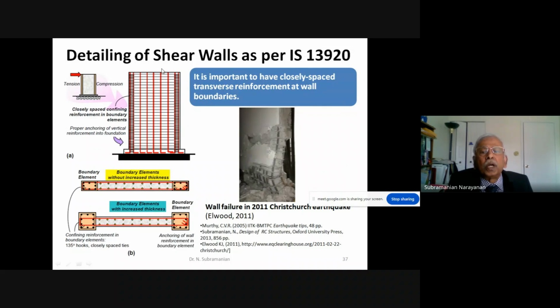The shear walls should also be detailed properly. It is important to have closely spaced transverse reinforcement in wall boundaries. I have shown here, and we should also have closely spaced reinforcement here. And this shows a wall failure in the 2011 Christchurch earthquake in New Zealand.